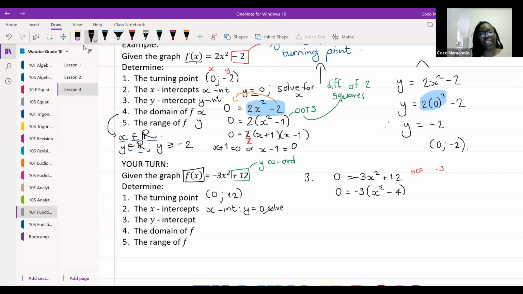I love that, Ursula. Well done. Okay, good. So now I know that if I divide both sides by -3, the -3 will fall away because 0 divided by -3 is just 0. So I will then have 0 is equal to, this is a difference of 2 squares. So I'm going to open 2 brackets and I put x plus 2 and x minus 2 in here.